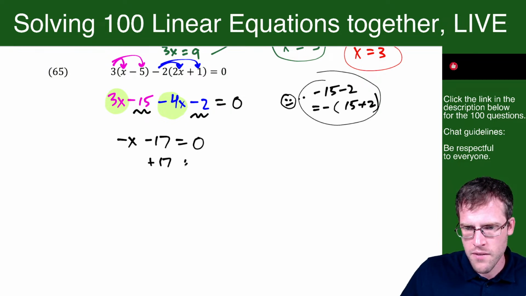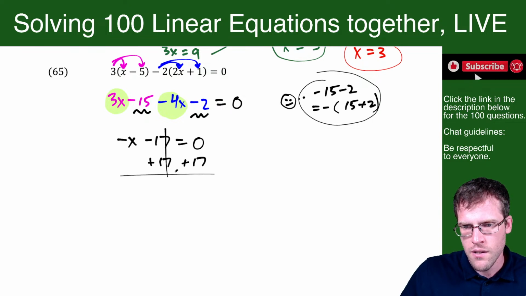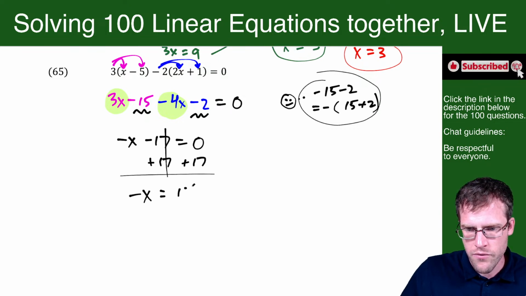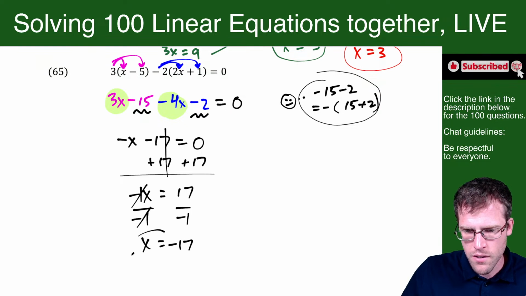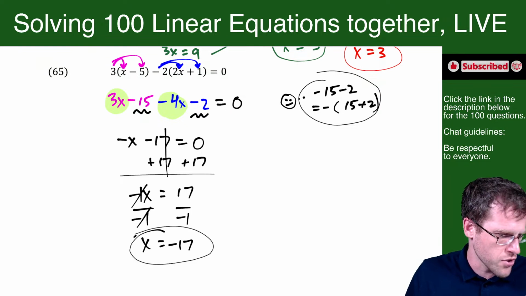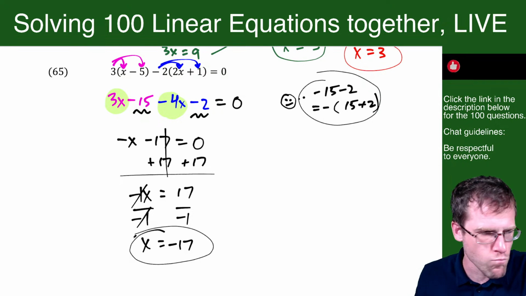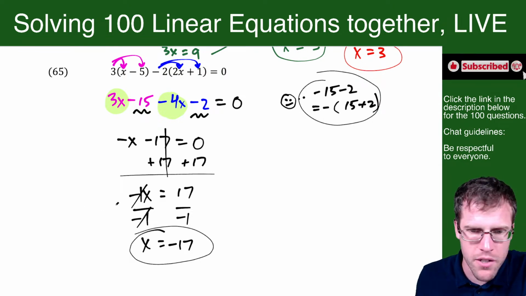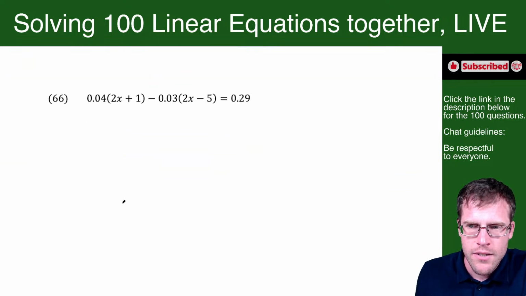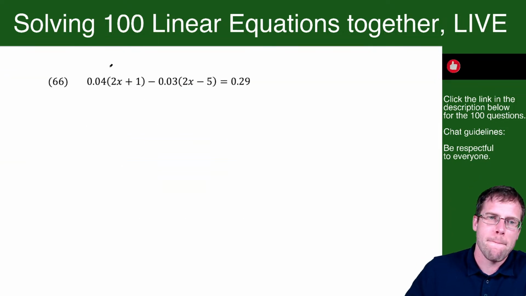Okay, and then just add 17 to both sides. And you've got -x equals 17. And now divide both sides by -1. And then we have x equals 17 over -1, which is -17. So 65 should be -17. All right, cool. So moving on here. Question 66. All right.